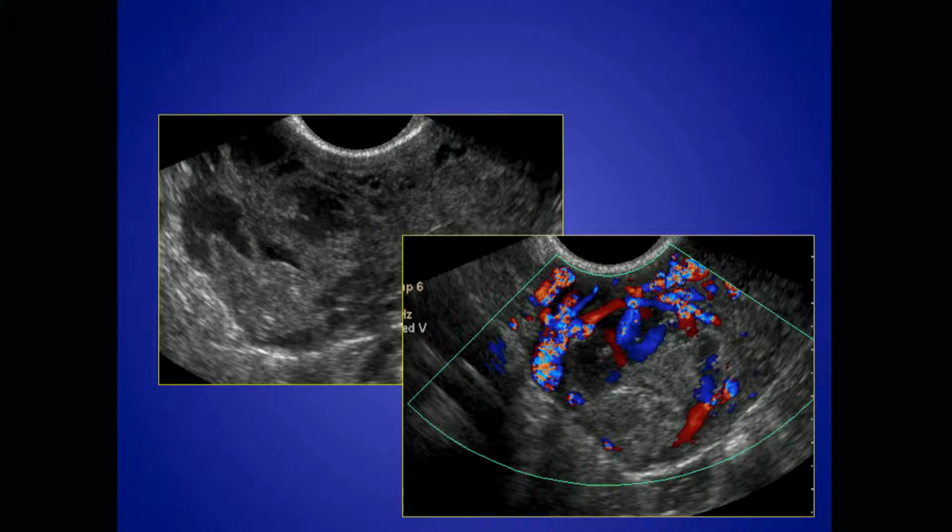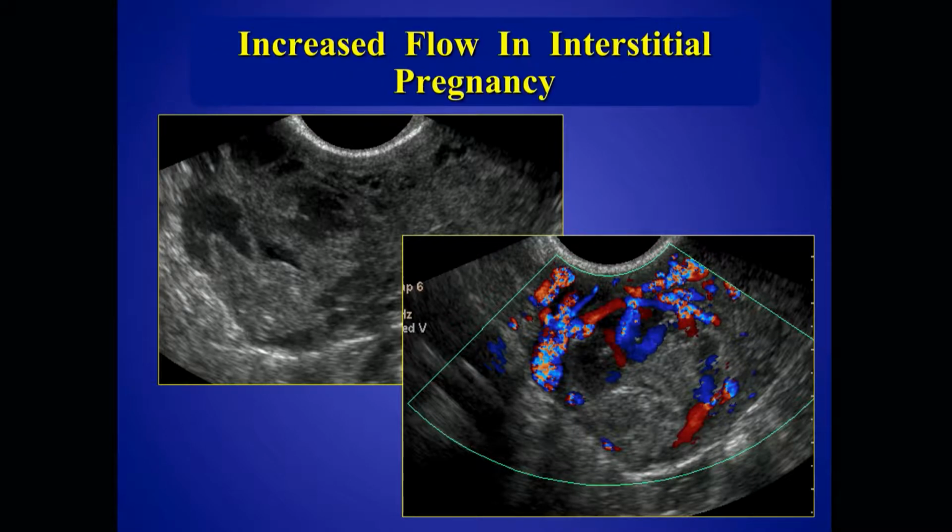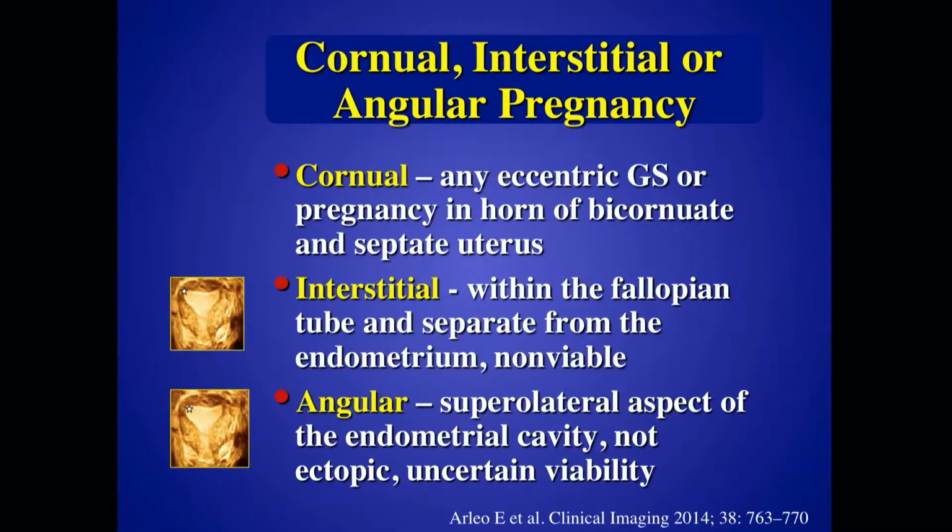Now, it's possible, you say, well, maybe that's a fibroid. It could be a fibroid, but you have to analyze it a little bit more to make sure that you're not dealing with an interstitial pregnancy, which is indeed the case here. So this brings up the question, what is the correct terminology? I keep using the term interstitial rather than cornual.